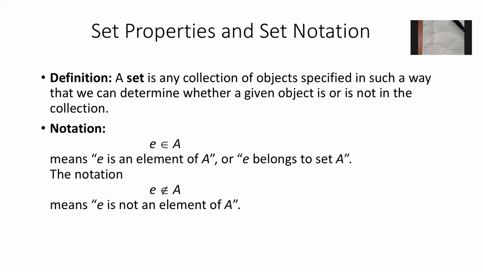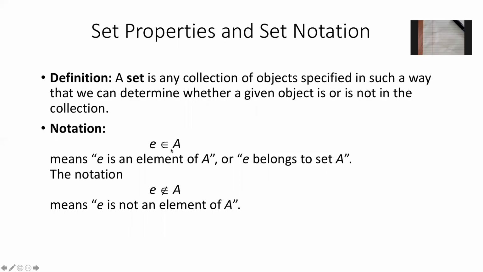The definition of a set is any collection of objects specified in such a way that we can determine whether a given object is or is not in the collection. Some notation: for a set, we're going to use capital letters, and we use smaller lowercase letters to denote an element of the set. So in other words, e is an element of the set A. That's how we denote that.